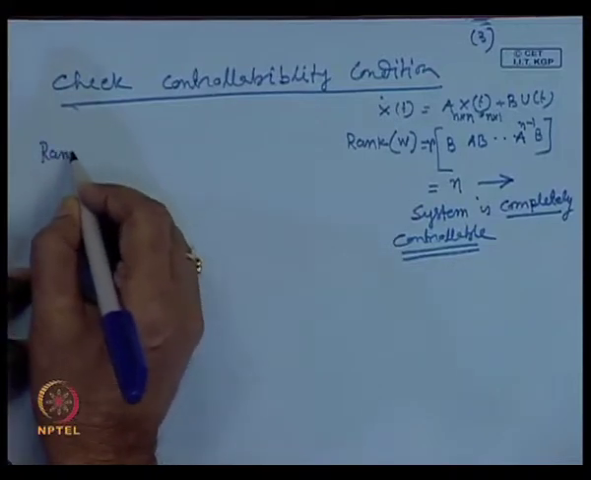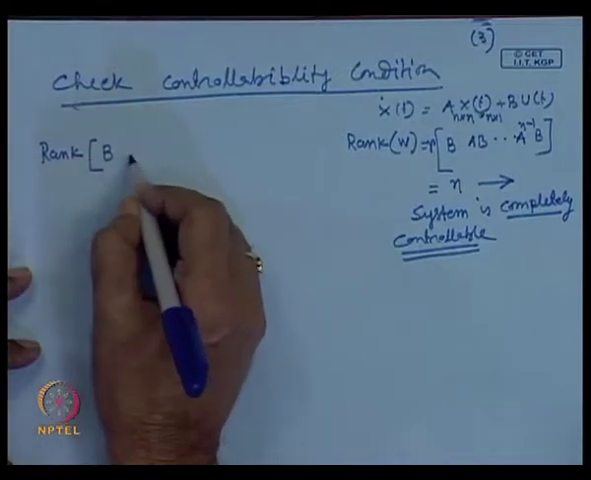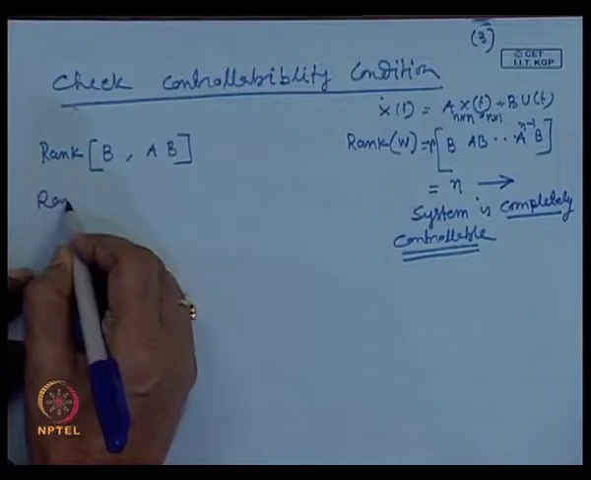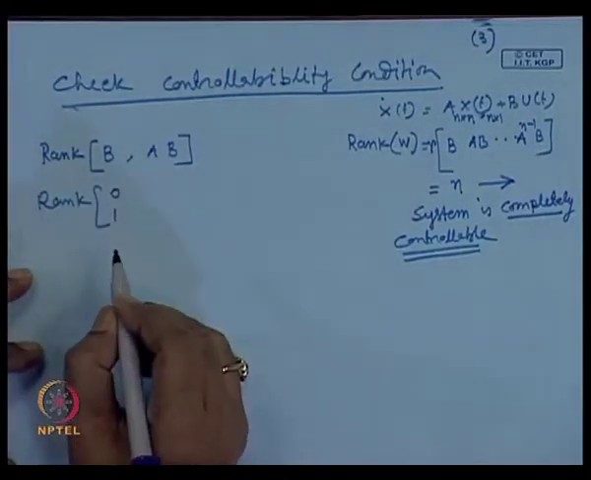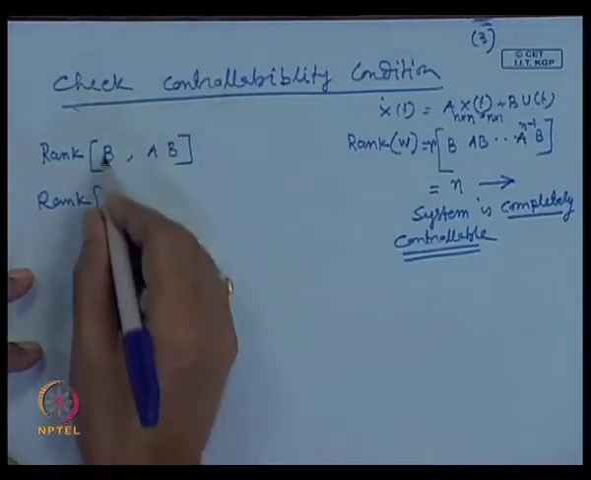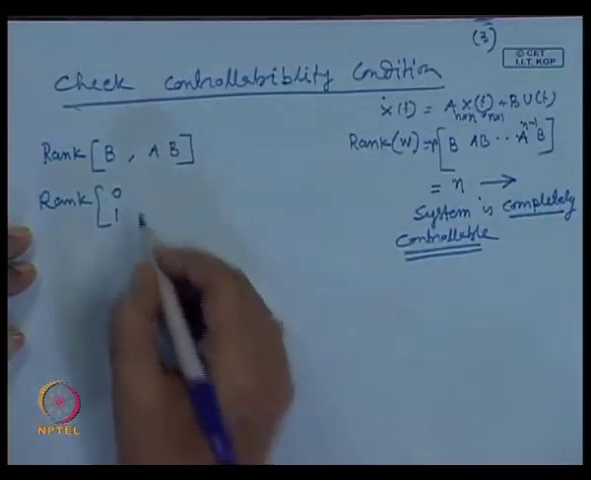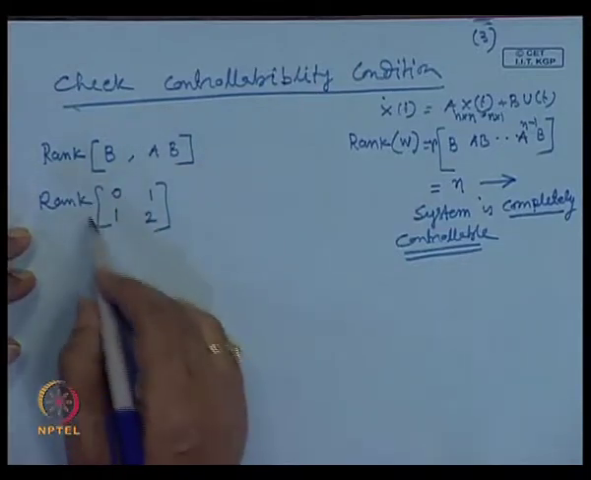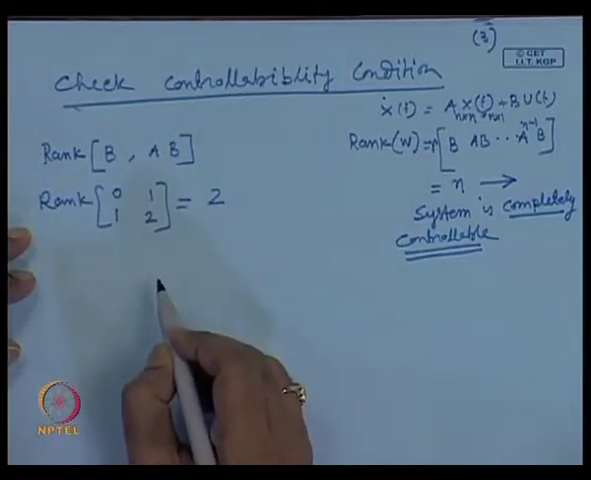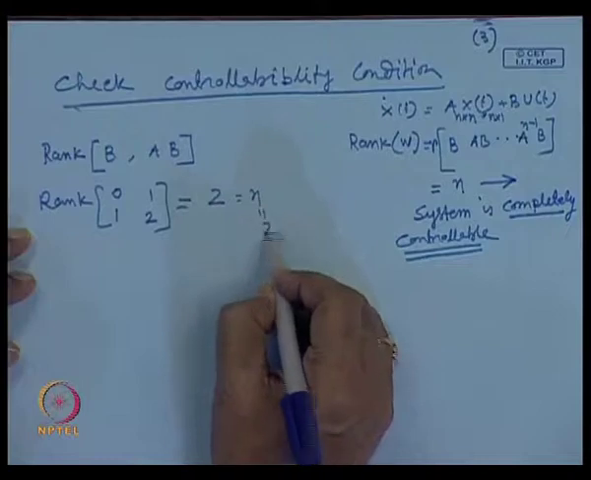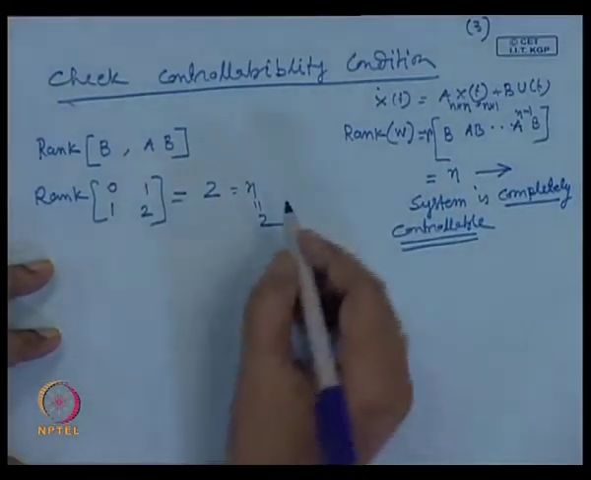If you check this, we will find the rank of B, A B. In our case, B is 0, 1, a vector, or a matrix of dimension 2 cross 1. Then if you multiply A into B, this will reflect the last column of A, so it will be coming as 1, 2. So the rank of this matrix is clearly equal to 2, which is equal to n. In our case n is equal to 2, the order of the system is 2. So, the system is controllable.